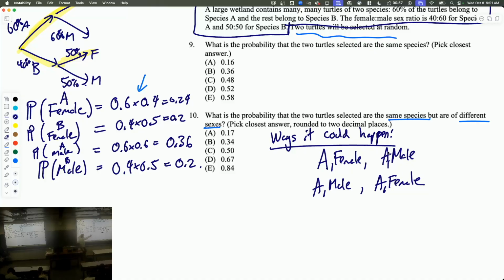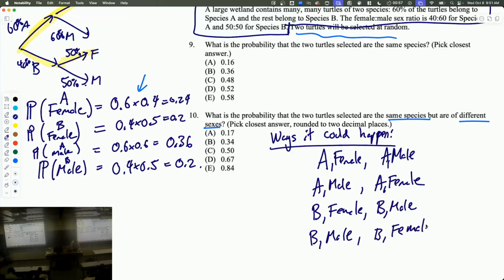So we could have an A female, then an A male. We could have an A male, then an A female, and the same thing with the B's. B female, then B male, or B male, then B female. And I think those are the only options. Sometimes it's good to try to think of what could I possibly have missed. So it's got to be either species A or B. There's no species C anywhere. And I've done female male and male female. Those are the only ways you can have different sexes, so one of each. So I think I got them all. And in this case, I guess it was just like logicking through it.